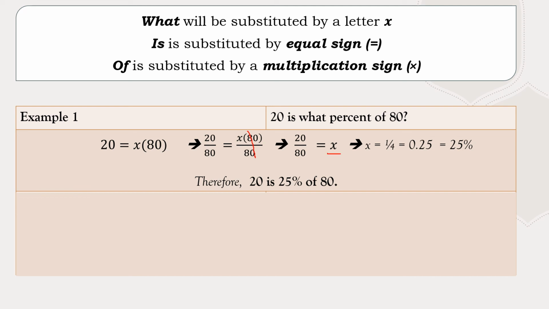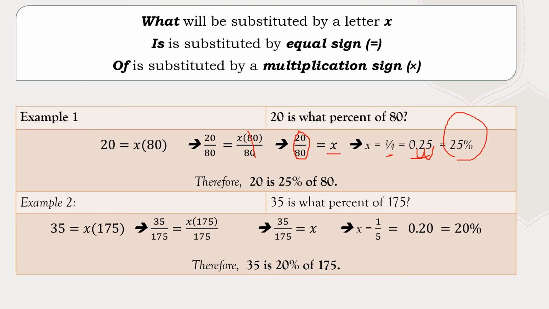To proceed, x is equal to 1/4 since we reduce this fraction. To convert this into percent, we first convert the fraction 1/4 to a decimal, and then from the decimal convert this into percent. So 25 hundredths will become 25%. Therefore 20 is 25% of 80.